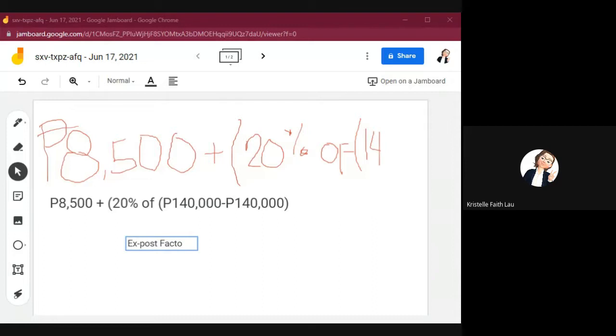So this type of tax is imposed upon the performance of a right or act, or the enjoyment of a privilege, or the engagement in an occupation. Example, taxes such as professional tax, income tax, estate tax, donors tax, and even VAT, because it is under excise.